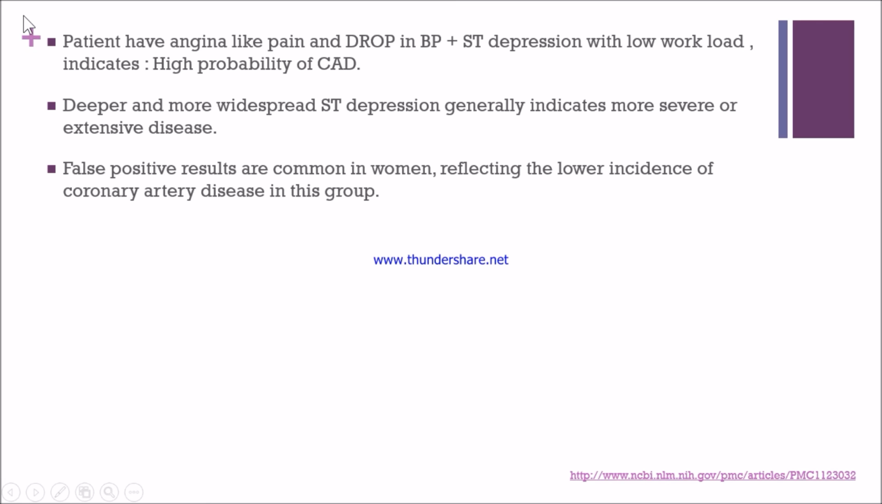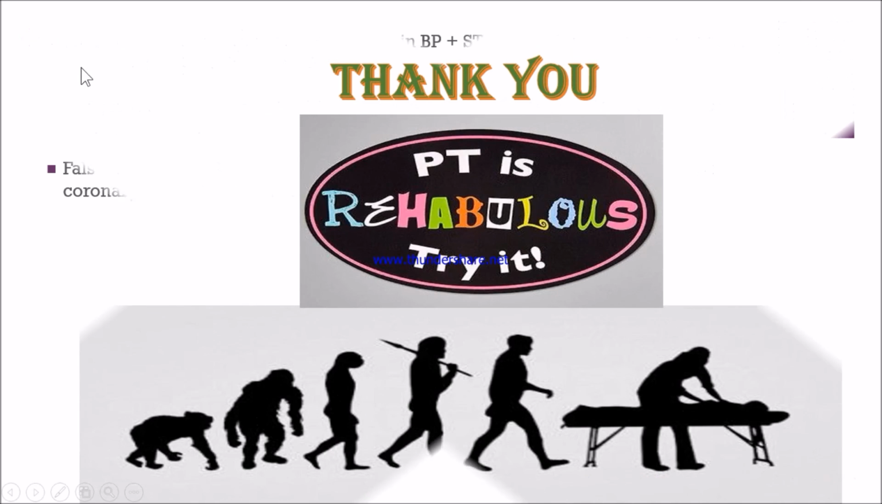If the patient is having angina-like pain, a drop in blood pressure, plus ST segment depression with a low workload, it indicates a high probability of coronary artery disease, severe blockage. If there is deeper and more widespread ST depression, it means more severe and extensive disease. False positive results may occur in women, due to the lower incidence of coronary artery disease in this group. So we need to check this kind of stuff for exercise ECG testing.